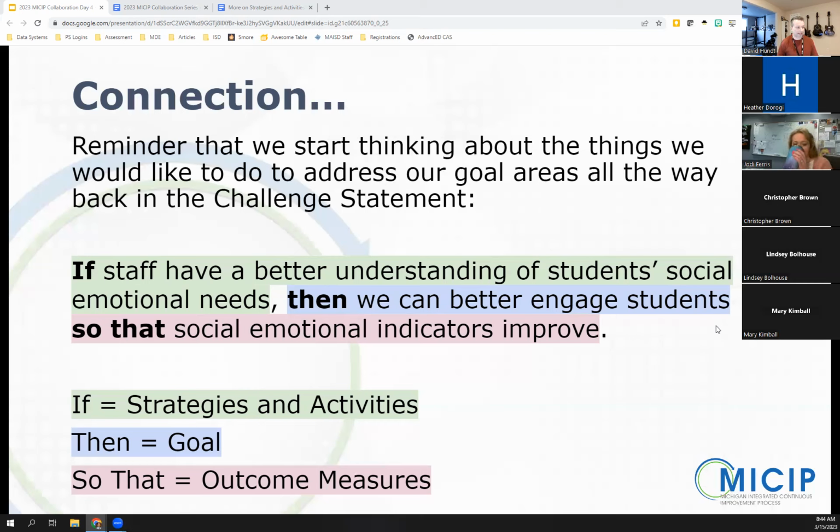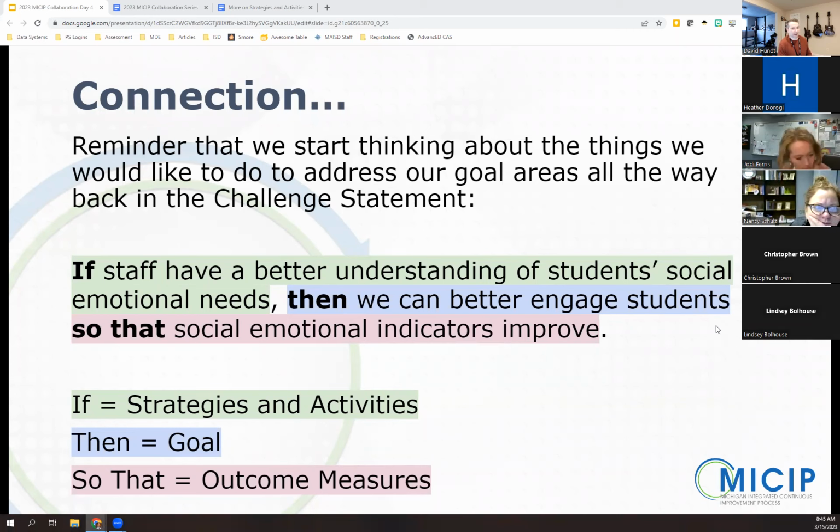So I highlighted this a little bit. If you remember, the challenge statements are made up of 3 parts. There's an if, then, so, that. In this case, this was the challenge statement that we were using as a practice when we were making our practice goals. If staff have a better understanding of students' social emotional needs, then we can better engage the students so that social emotional indicators improve. You can break that out when you're writing your challenge statements.